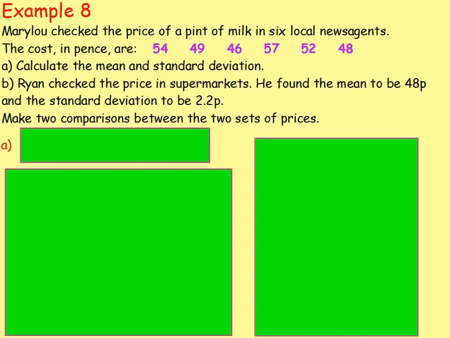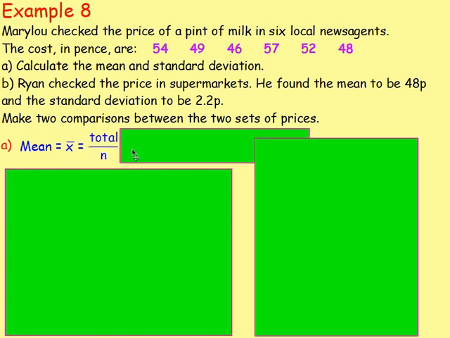So the first thing that we need to do, part A, calculate the mean and standard deviation for the local newsagents. So the mean, remember when it comes to the standard deviation, what do we represent the mean by? X bar! Well done, we call it X bar. Well done, Ryan. So for X bar, that is the mean, and it's the total divided by how many numbers you have. So if you add up the 54, 49, 46, 57, 52, and 48, you end up with 306. Divide that by these 6 numbers, and it gives you an average price, or a mean price, of 51 pence. We now need to work out the standard deviation.